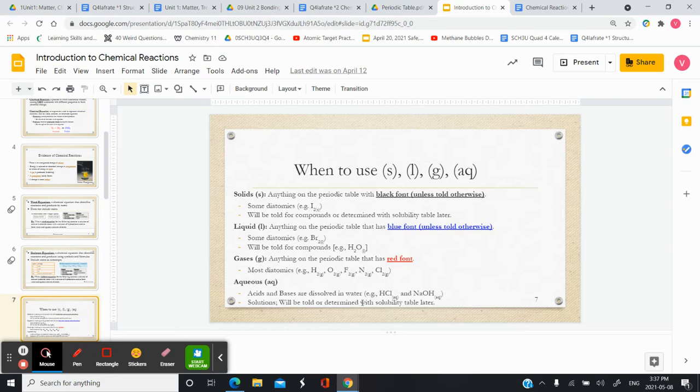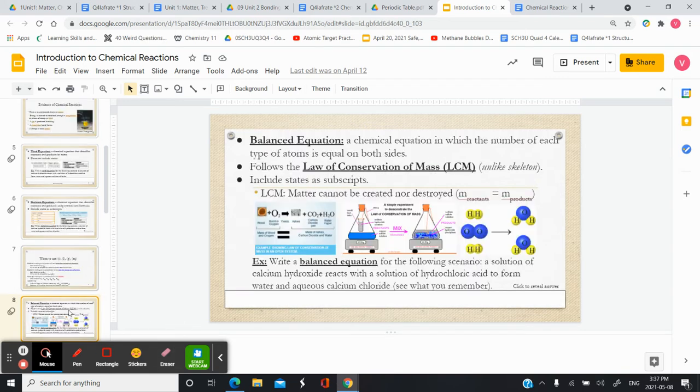Right? Remember, sodium chloride is an ionic compound. It melts at about 800 degrees Celsius. So when you have a solution of that, it's just the solid dissolved in the water, and that's why you put AQ as opposed to liquid. So there is a difference between them.